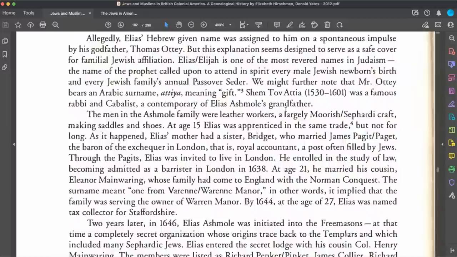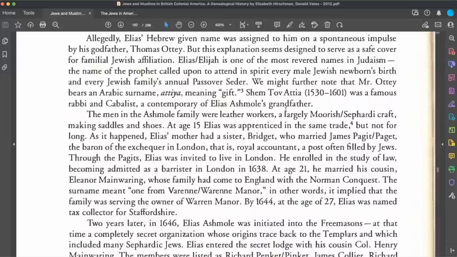As it happened, Elias' mother had a sister, Bridget, who married James Paget, the Baron of the Exchequer in London, that is, royal accountant, a post often filled by Jews, okay, Sephardic Jews, they handle the money. Through the Pagets, Elias was invited to live in London. He enrolled in the study of law, becoming admitted as a barrister in London in 1638.